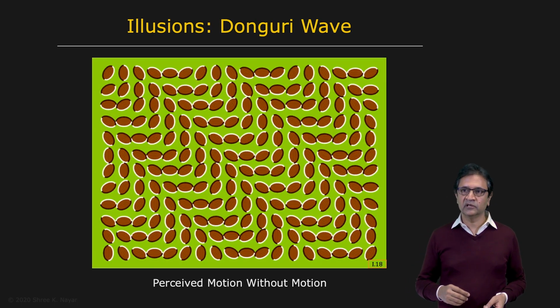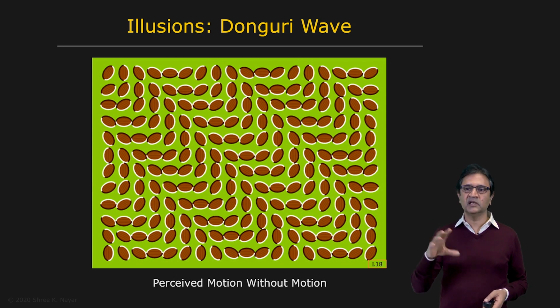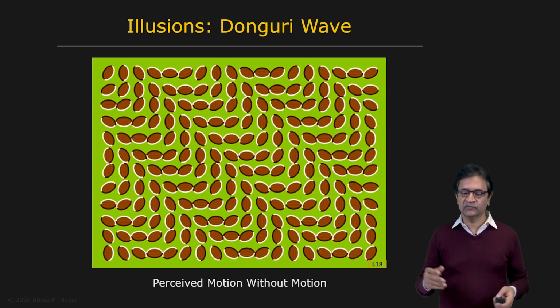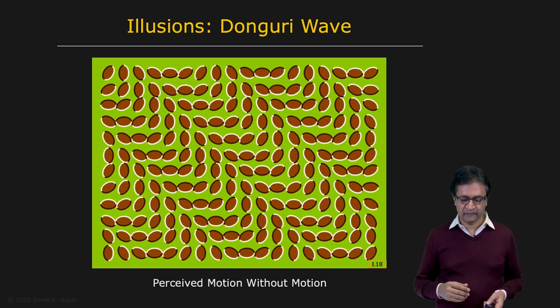Here's another interesting one. It's called the Donguri wave. Take a look at this picture and move your eye around, and as you do, you'll see that the red leaves actually wave around. You can see motion, but this is actually perceived motion without any motion. This is obviously a static photograph and not a video.